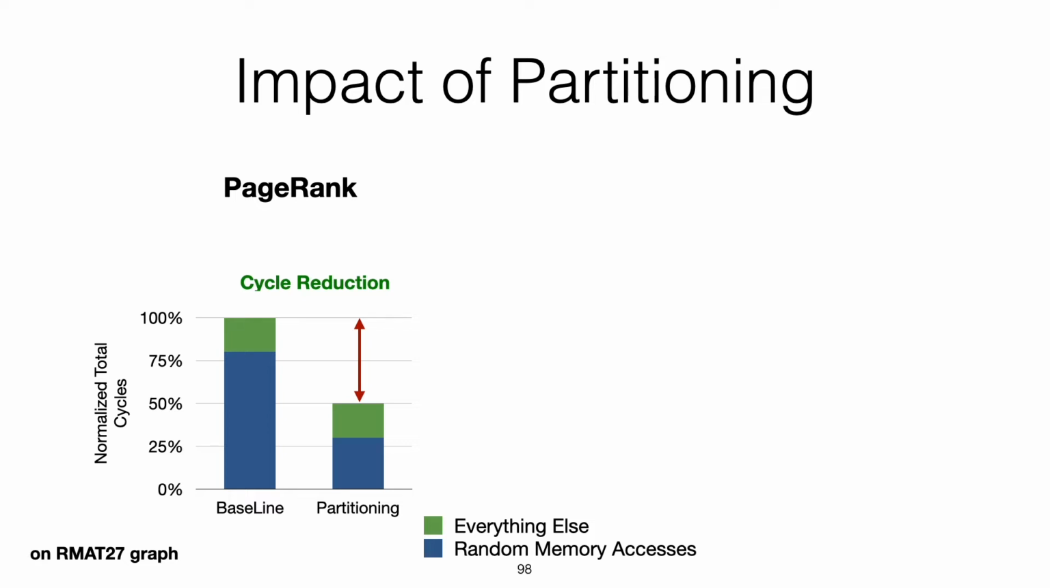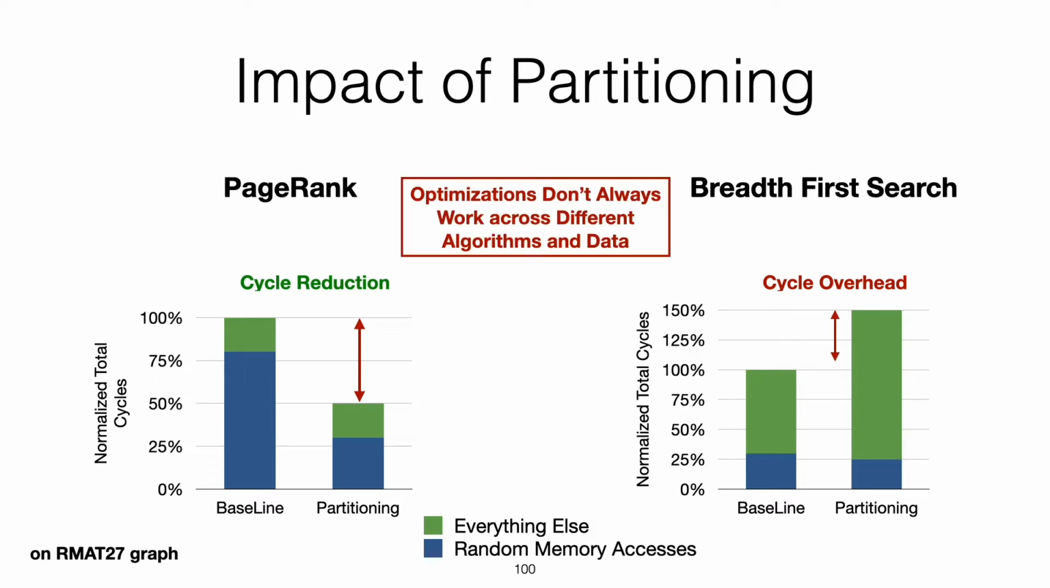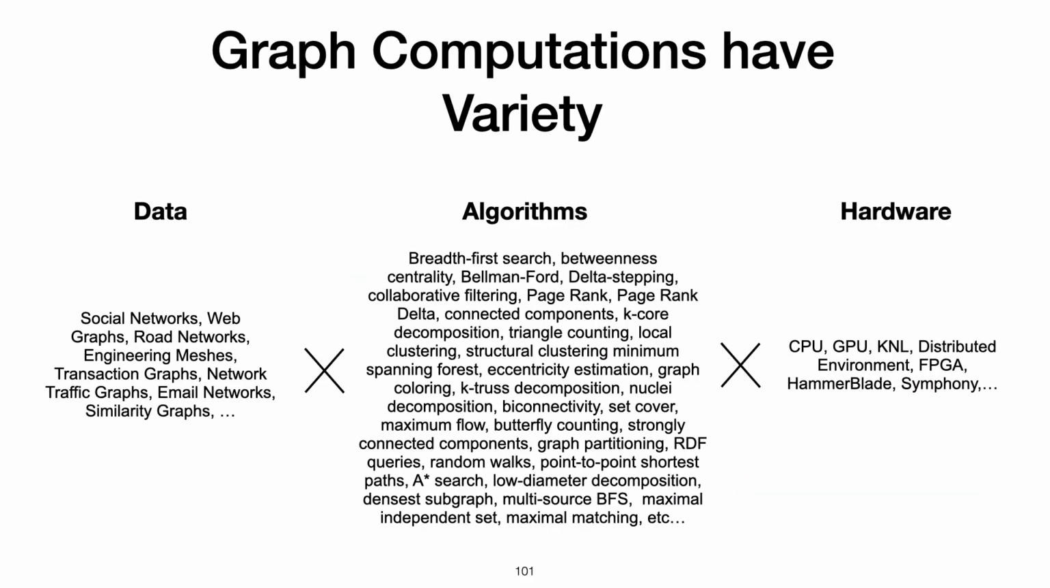So have we solved the problem? Is this the solution for everything? We were very excited and we used this optimization in breadth first search. Unfortunately, what we found was it actually slowed down. So the issue is optimizations don't always work across different algorithms and different data. So you have to really target these optimizations for algorithms and data.